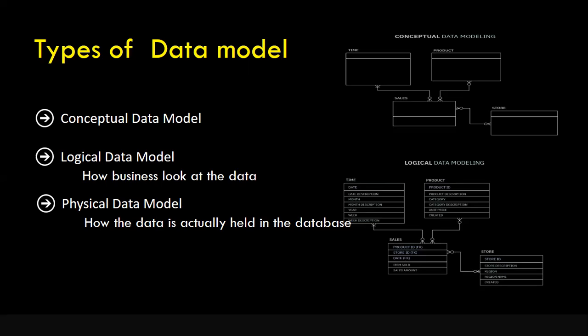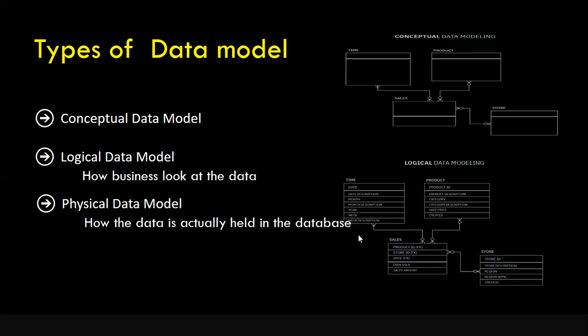The next step is the physical data model. In the case of the physical data model, we define the data type for each and every column and the width of the columns. What should be the width of each column? We define it.